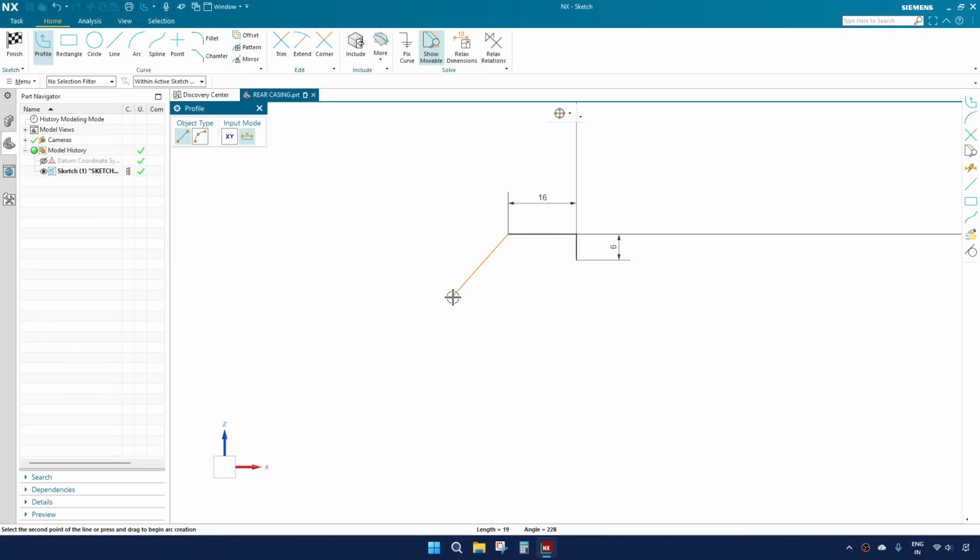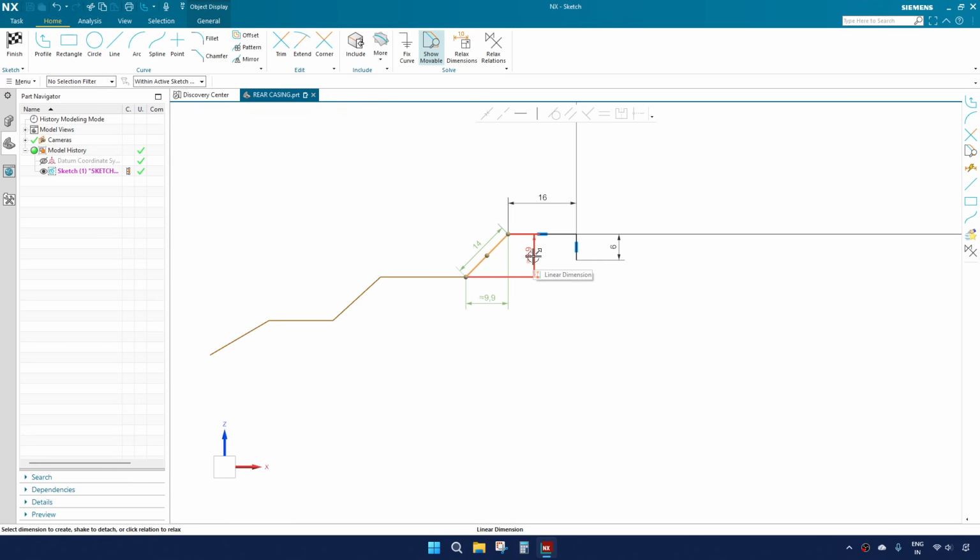Continue the profile. The inclined line and horizontal line, then inclined line, then horizontal line, and then one more inclined line. Let's dimension this. Horizontal dimension of this one is 12, and the vertical dimension is 10. And this one is 16.